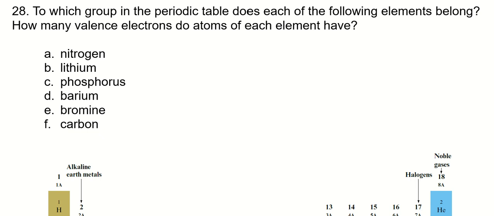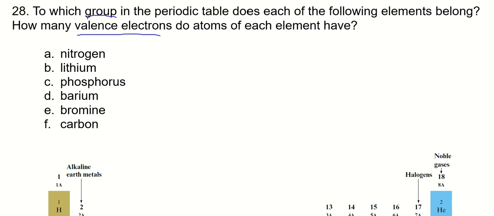Welcome back. We're on problem number 28. One of the most fundamental skills you'll need for the next several lessons is determining the number of valence electrons in each of these atoms of these elements, and it is very related to what group it is on the periodic table.